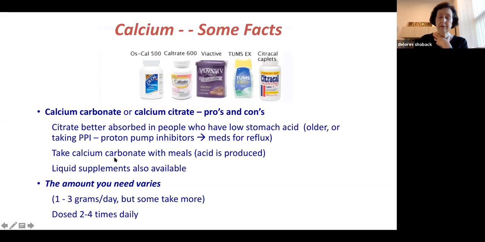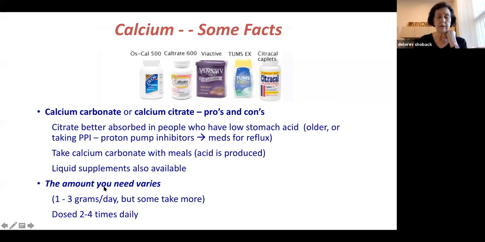If you're taking calcium carbonate, ideally it should be taken with meals because that's when acid is produced and it'll get absorbed. The other thing I find is that people always say to me, I can't swallow that pill. There are lots of liquid calcium supplements. You've got to hunt them down a little bit, but they're available on Amazon and Costco. So calcium supplements in liquid form are also available, and that might just do the trick for you.